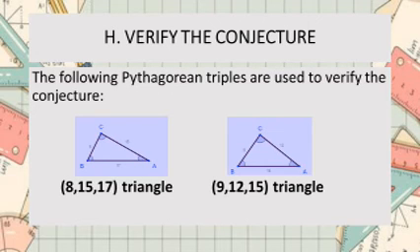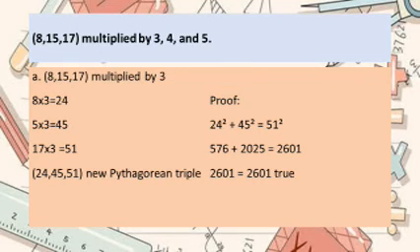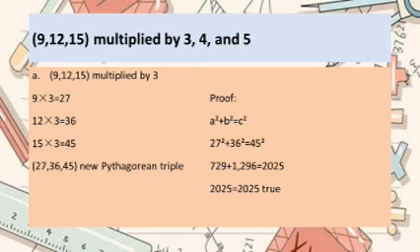The next step in our mathematical investigation regarding Pythagorean triads is verifying the conjecture. We have used two triangles to verify our conjectures. First we have the 8, 15, and 17 triangle, and the 9, 12, and 15 triangle. In the 8, 15, and 17 triangle, we have multiplied the triangle by 3, 4, and 5. In letter A, we have multiplied the triangle by 3. So the result is 24, 45, and 51, which is also a new Pythagorean triple. We also have stated the proof using the Pythagorean formula. Another verification that we have used is multiplying the 9, 12, and 15 triangle by 3, 4, and 5.